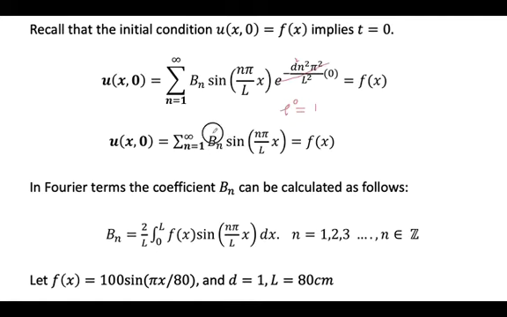Now we need to find this Bn. In Fourier terms, the Bn can be calculated as follows. You place the f of x, and suppose we give the initial curve like this: f of x is 100 sine pi x over 80. The value of L is equal to 80 here.